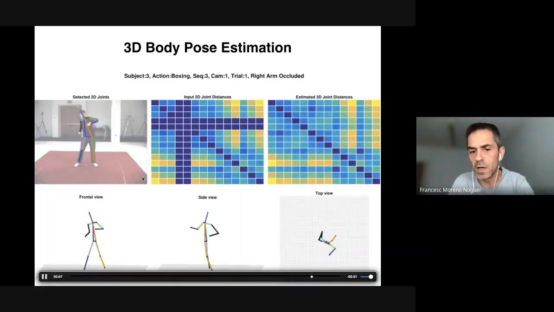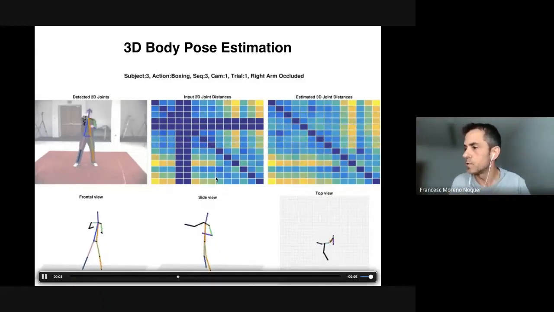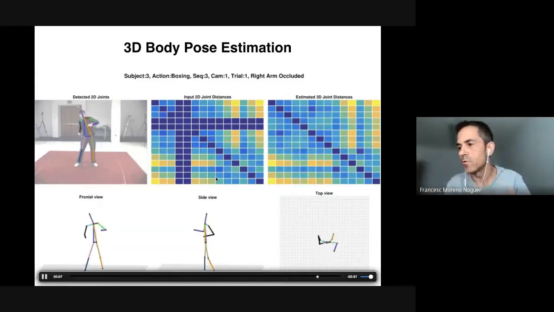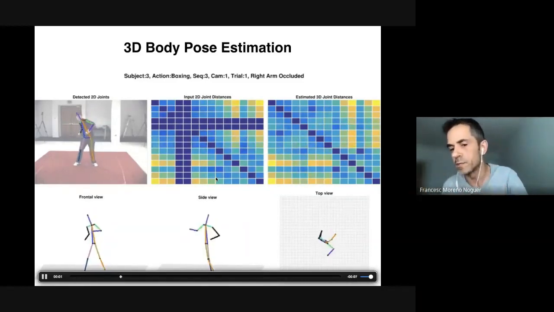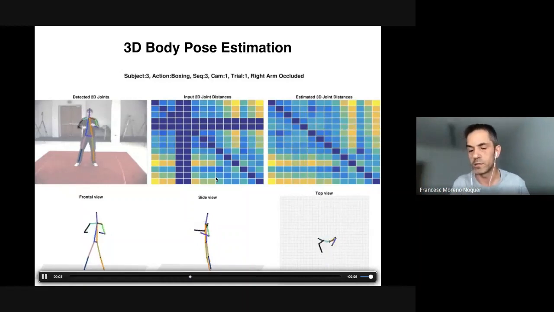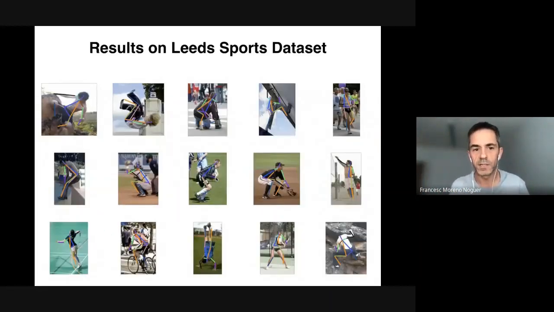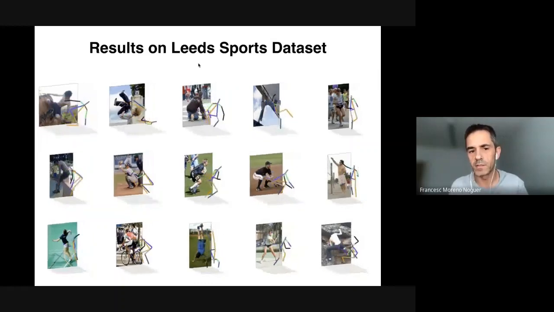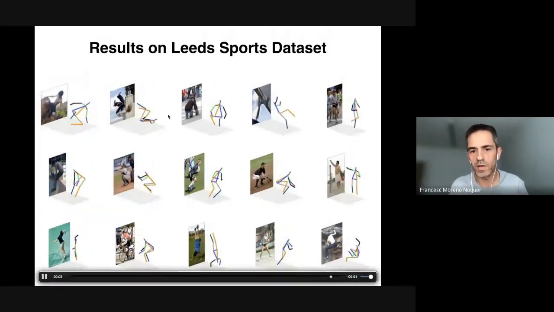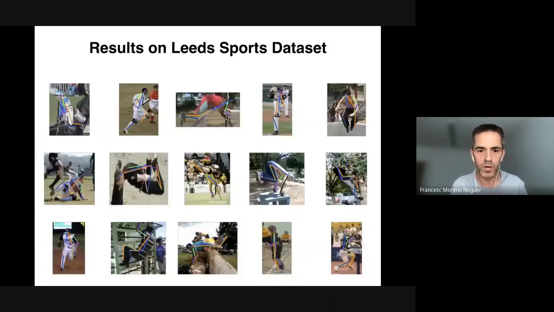This is one of the advantages of the Euclidean distance matrices, that they capture very well the correlation between the joints, all right? Even if we do not observe some of the joints, we can infer their position based on the position of the rest of the joints. More examples here. That's the LSP sports dataset, a dataset of people performing all kinds of acrobatics in sports. You'll see that even in crazy positions like those, the method works pretty well. More examples here.